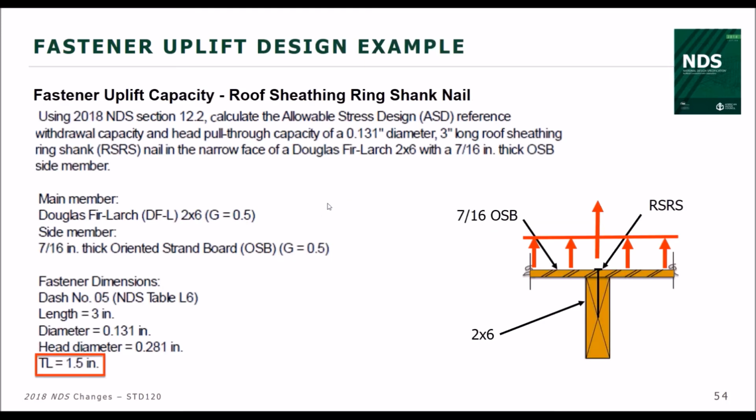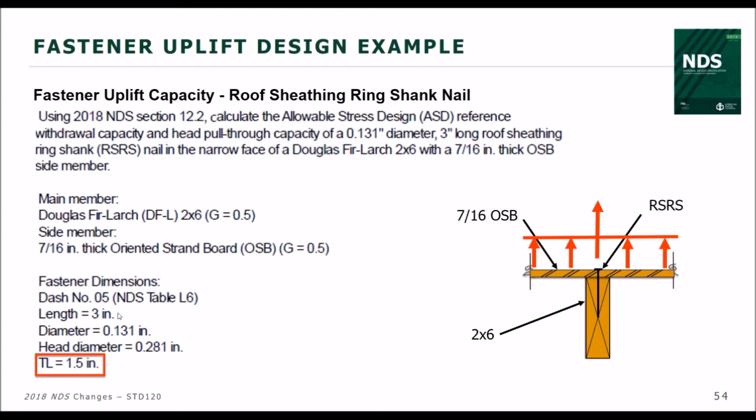So slide 54, we're looking at what's given here for fastener uplift capacity. We're going to look at a 0.131 by 3 inch roof sheathing ring shank nail, RSRS nail, and I need to give a shout out to Lori for pulling this example together for us in MathCAD. But this is a Doug Fir large 2x6 with 7/16 OSB side member. And so the specific gravity is 0.5 for both the lumber and the OSB.